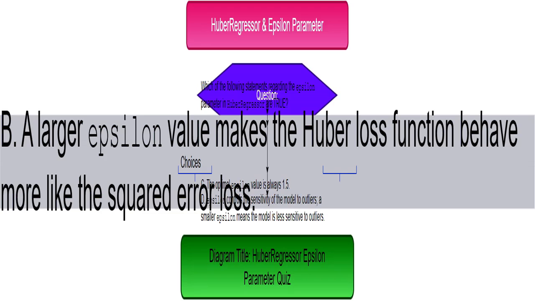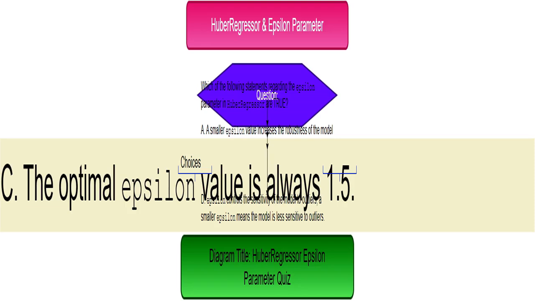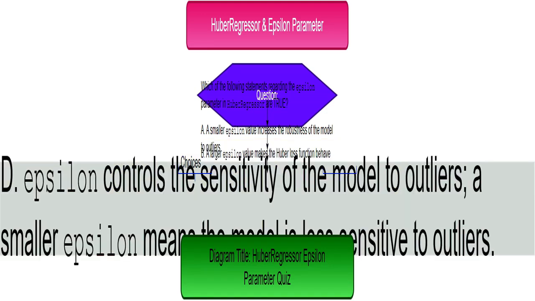Here we are examining the relationship between a large epsilon and how closely the Huber loss function resembles the squared error loss. This statement claims there's a single, universally optimal value for epsilon. I will assess if this is always true or not based on the context of using the Huber loss. This statement presents a relationship between epsilon and the model's sensitivity to outliers. I'll determine whether this description of epsilon's impact is accurate.